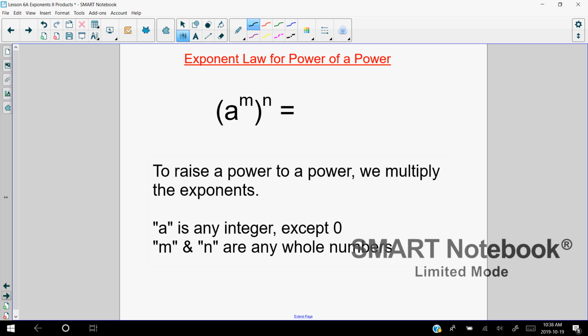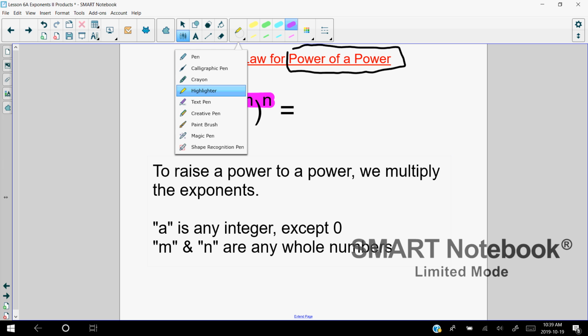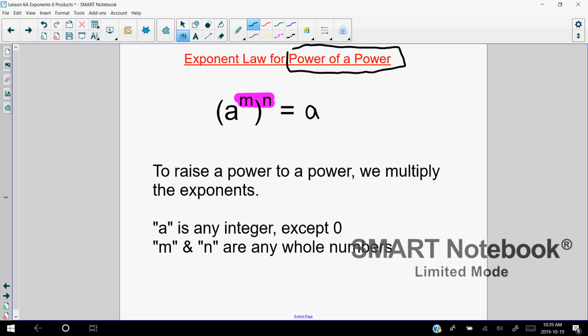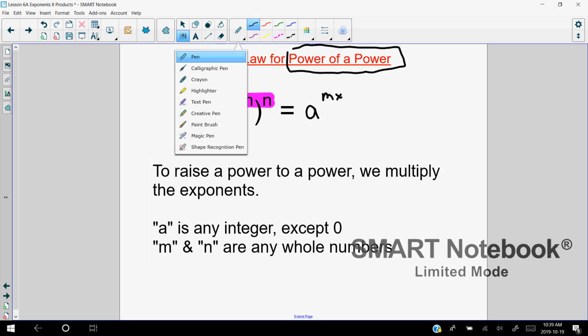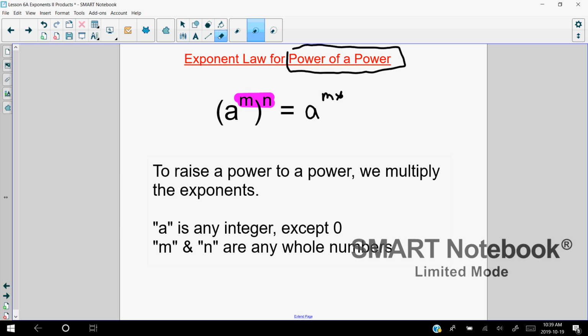So that brings us to our next exponent law. This one's called power of a power, which means I have two powers right next to each other, as right here. If I have that, then I can multiply them. Oh, I shouldn't use my times symbol because it looks like an x. Okay, m times n. So to raise a power to a power, we multiply the exponents.